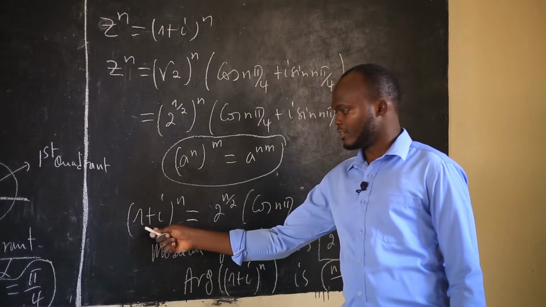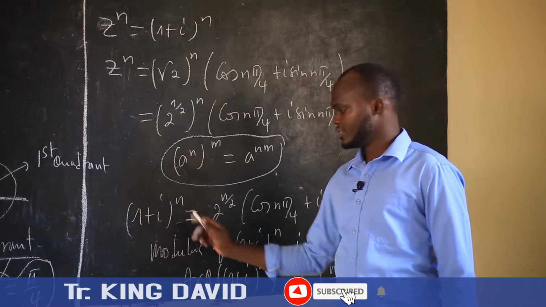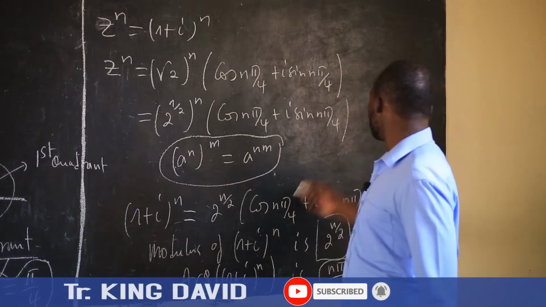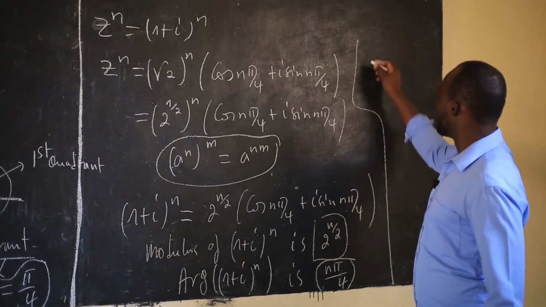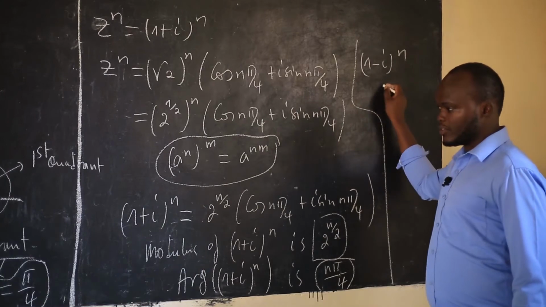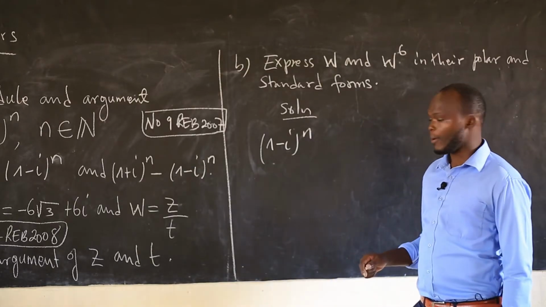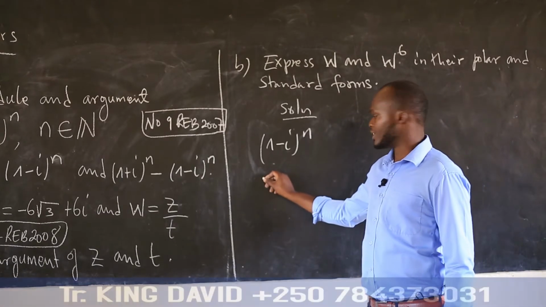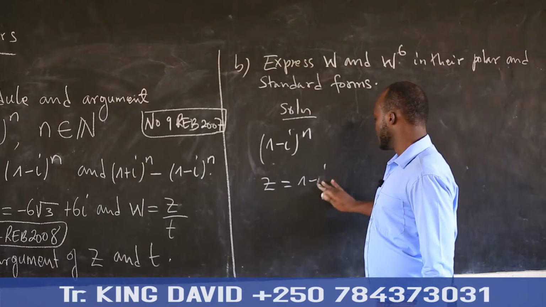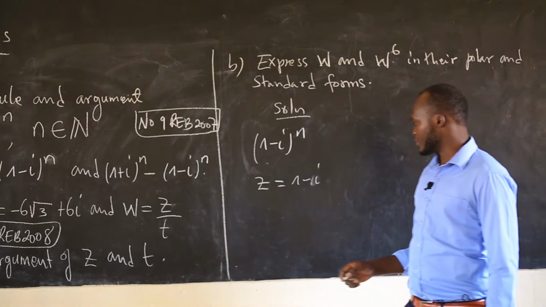So now we have done part 1, where the question was to find the modulus and the argument of (1 + i)^n. Now we're going to find the modulus of (1 - i)^n and its argument. So for (1 - i)^n, let's say z equals 1 - i. Then we find its modulus and argument.